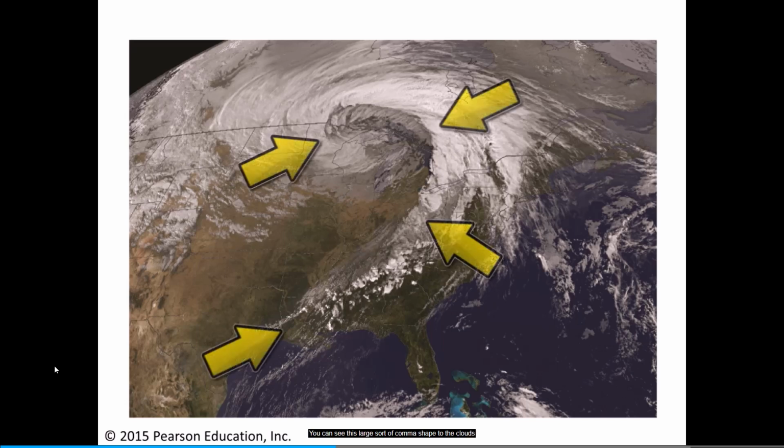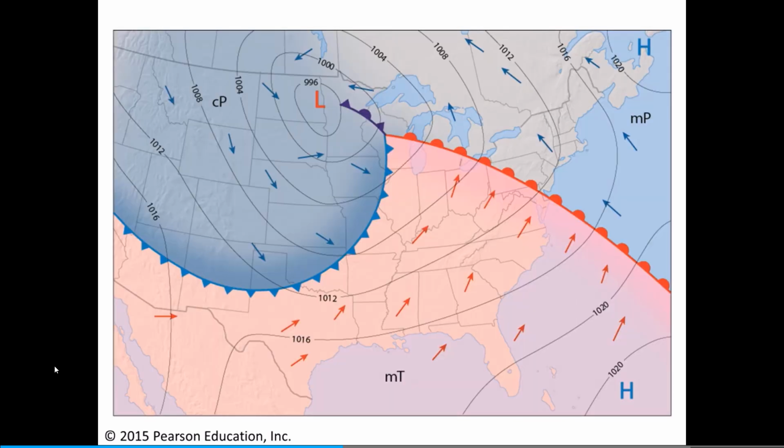You can see this large comma shape to the clouds, and this is what it looks like on a weather map. Notice on this weather map that we have air pressure noted in millibars, with the big red L here in the middle of the lowest pressure. So that's where all the air is trying to get to. And as it moves in, it takes on a path that diverts it slightly to the right. So that's the Coriolis effect at work.